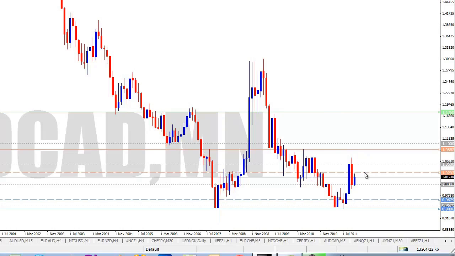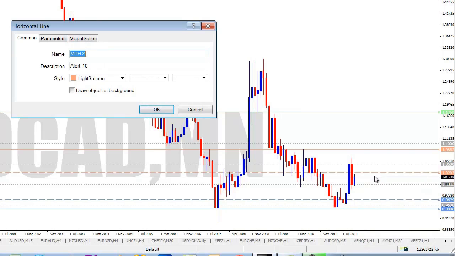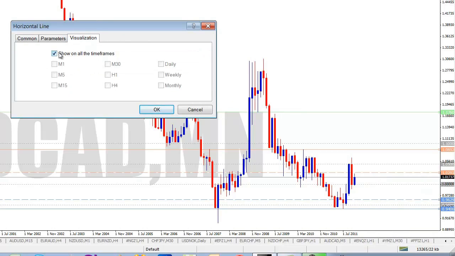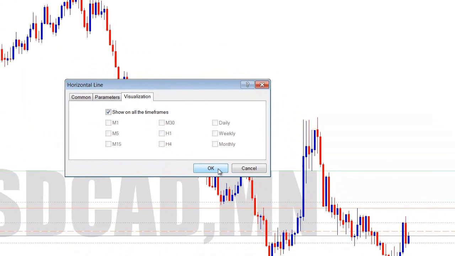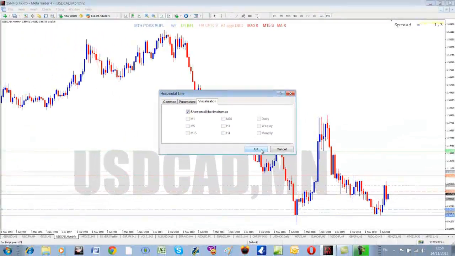Now, all these lines here are going to be visible in every time frame. We see visualization showing all time frames, so that's going to be there from the monthly all the way down to the M1 chart.